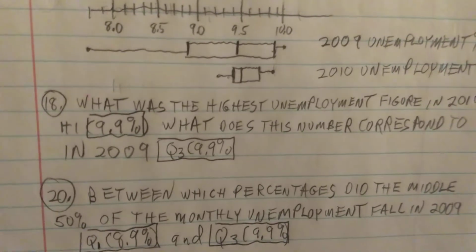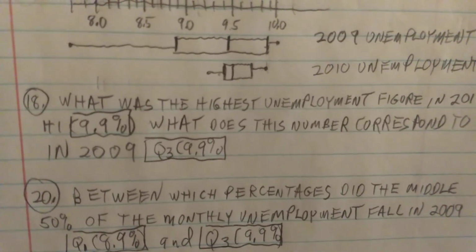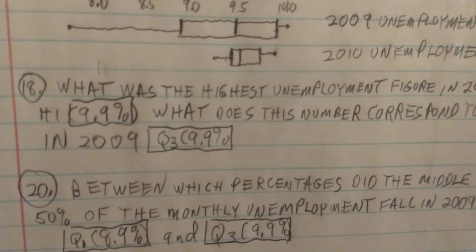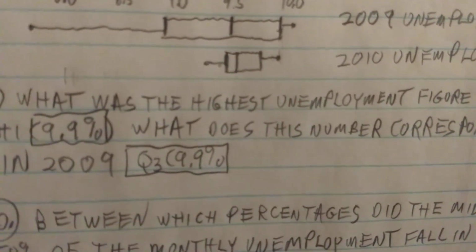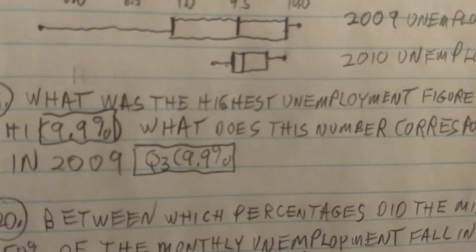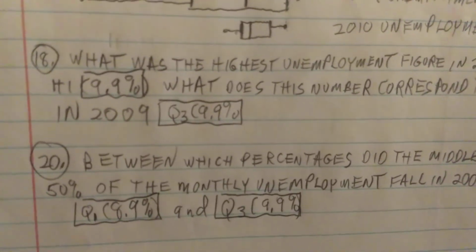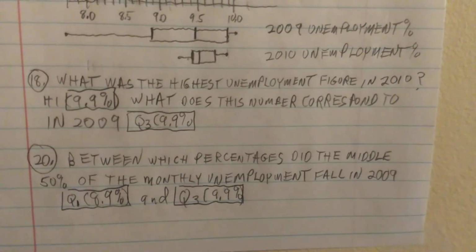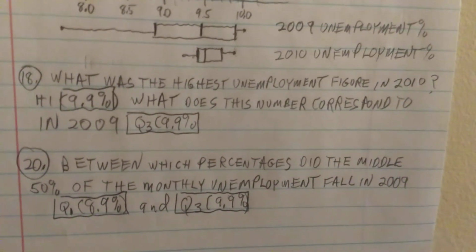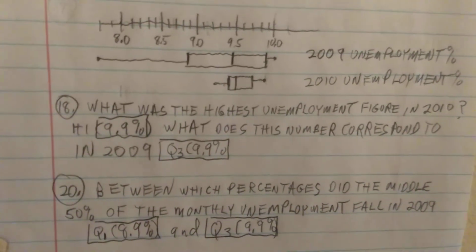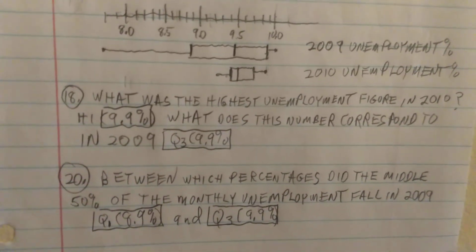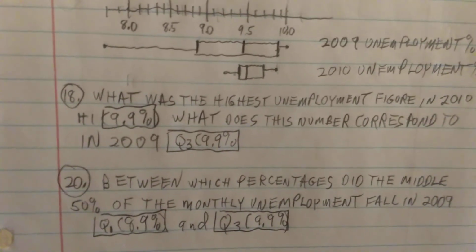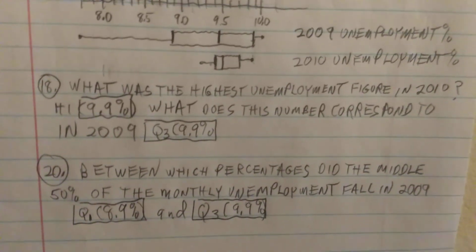And then they ask in 2009, what does that represent? That's the Q3 on the top widely extended box plot, the right side of the box. Now on 20, it says between what percentages did the middle 50% of the monthly unemployment fall in 2009, the big, spread out plot. So Q1 looks to be 8.9, and Q3, we already said, was 9.9.